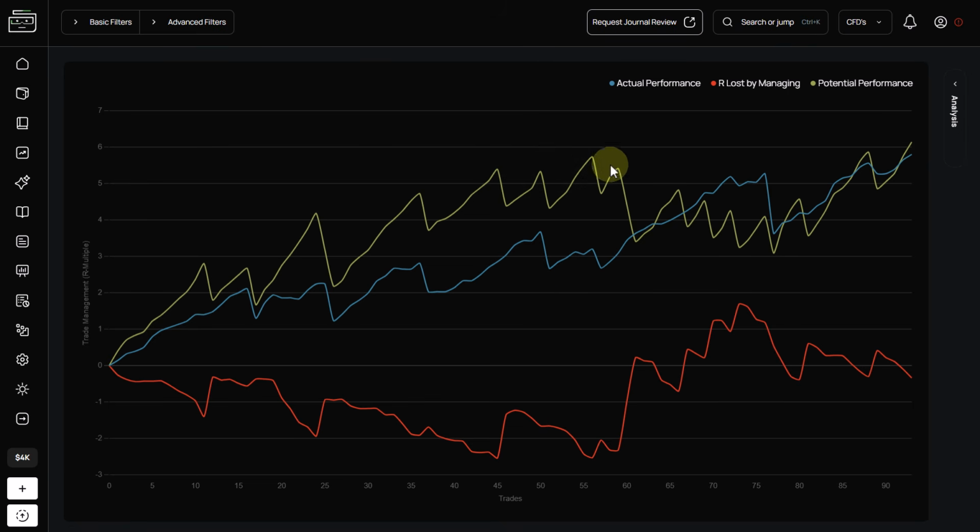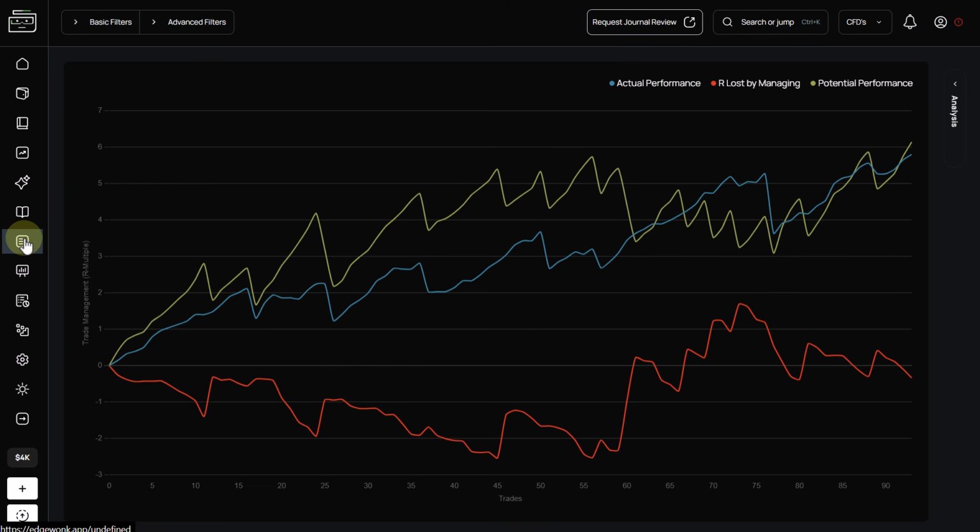So at that point here, his potential performance was really well above the actual performance, which means that he didn't manage his trades optimally and he left money on the table, typically by closing winners too early. The other thing is then here after trade number roughly 60, so for the last 40 trades, his trade management has improved. Maybe he made some changes, but overall, his trade management improved, so that at that point, there's not much room for improvement here.